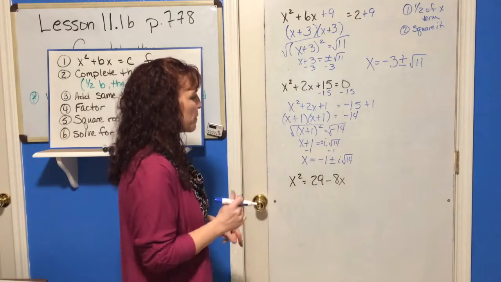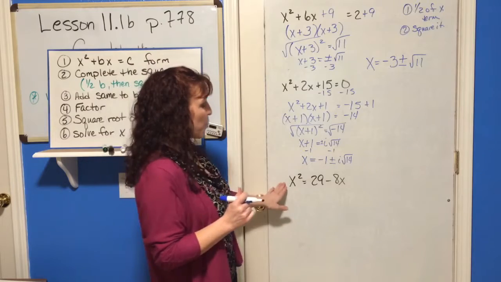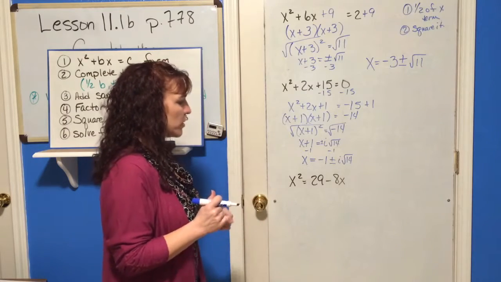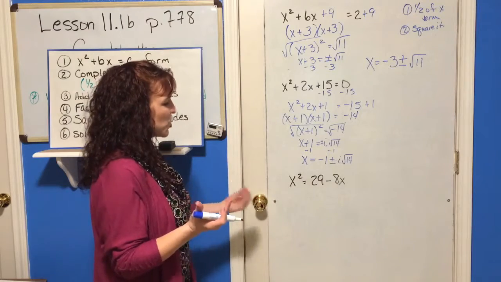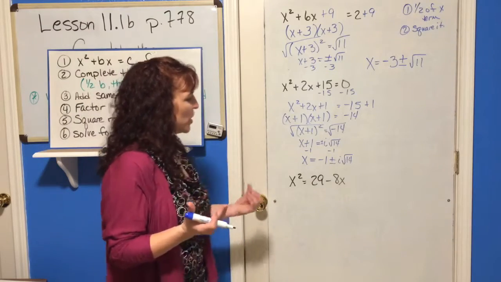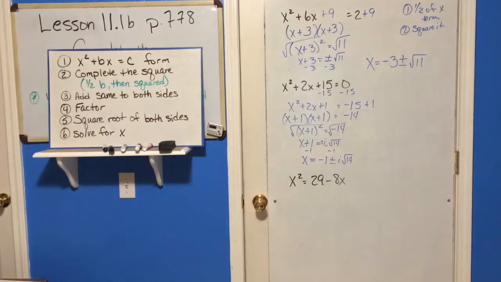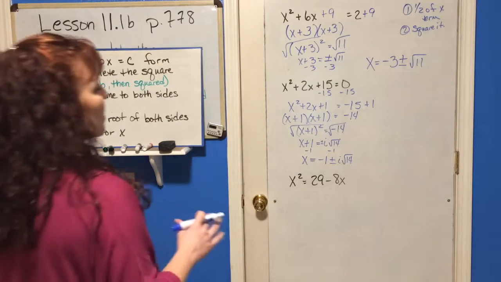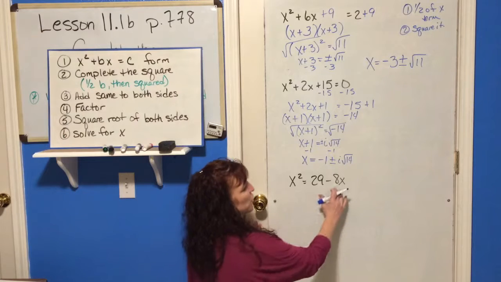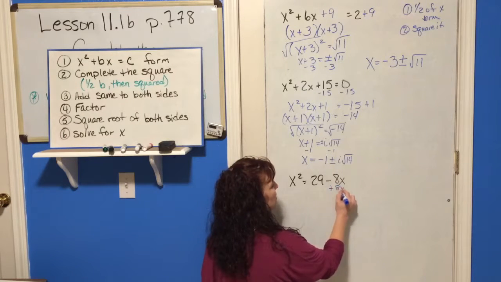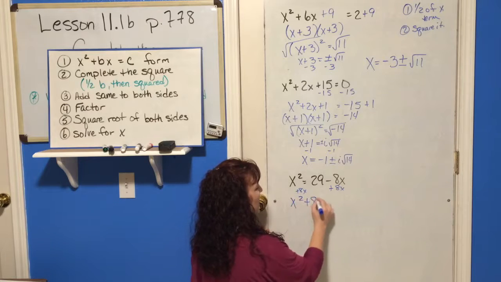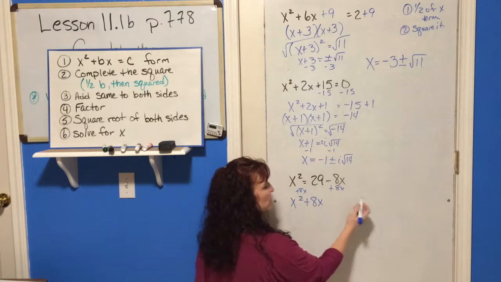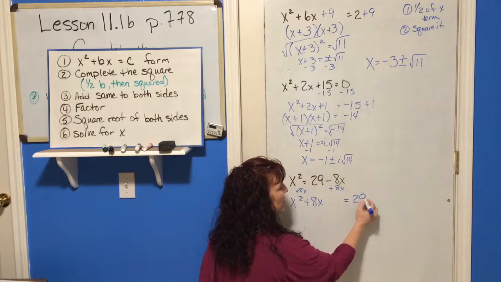All right, let's do another one. Okay, step 1 is a little bit trickier here, but not too bad, right? You just need the x squared and the x term together on one side, and you need the constant term on the other side. So you've got the x squared on the left, and you've got the constant on the right. You just need to move the x term over. So just add it. So x squared plus 8x, don't forget to leave yourself some space, equals 29.